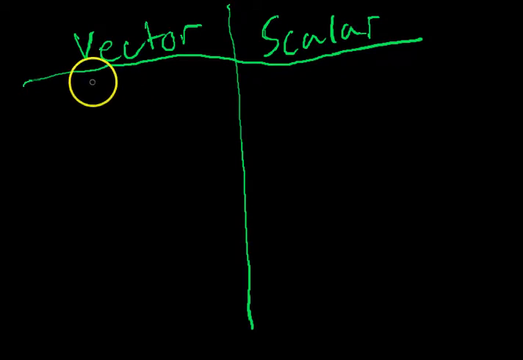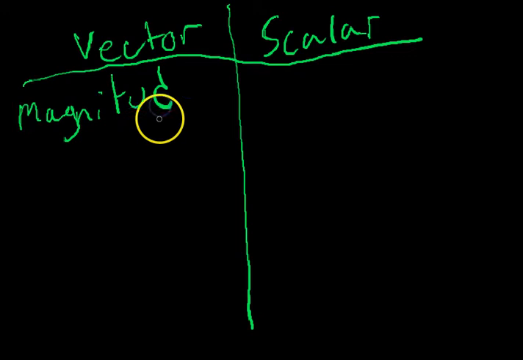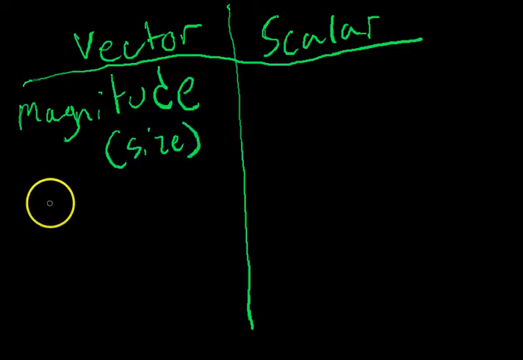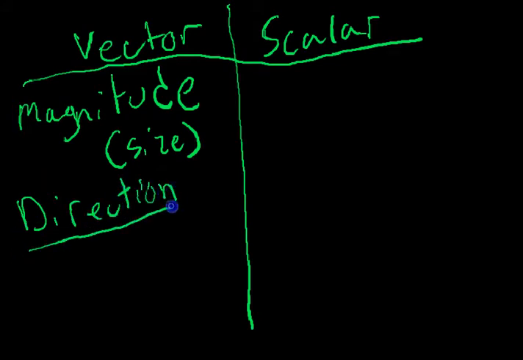So the first thing you need to know about a vector quantity, the basic definition and the really soul of it, is that it has both a magnitude, which can be thought of as size or amount, and it also has a direction, which is key. Direction is the very important part of this definition.